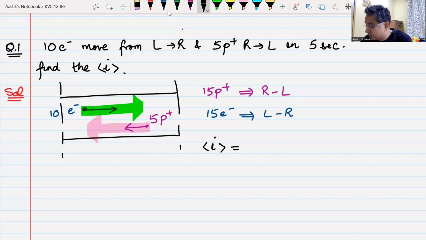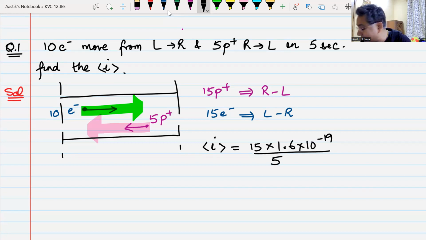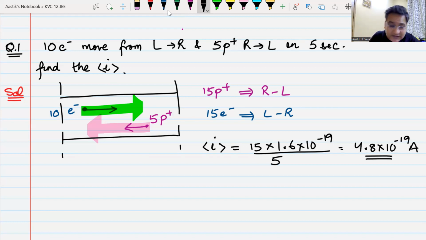Okay, you don't know it. So I have 15 electrons or 15 protons, 15 multiplied by the charge of an electron or a proton, 1.6 into 10 raised to the power minus 19, divided by 5. That is my current, beta. If I calculate it correctly, I think it will be 4.8 into 10 raised to the power minus 19 amperes. That is the current flowing here, way less than 1 ampere. I hope I have made sense.